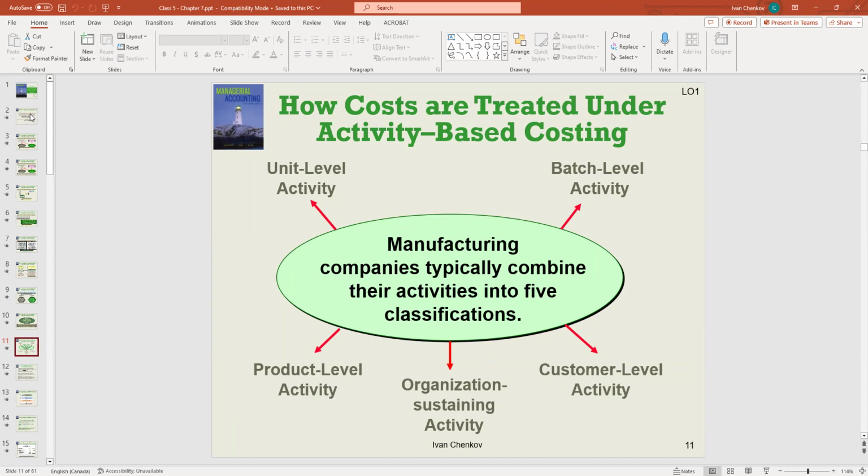The next level will be the batch level. For the batch level, always think about a group of units which are combined together and produced at the same time. Then we can go to the product level of activity, which will be the entire product. Then we're going to have the customer level of activity, and the biggest measure will be the organization sustaining activity.